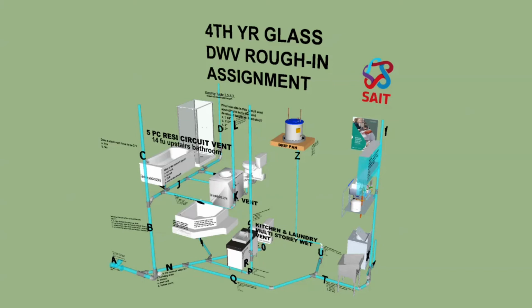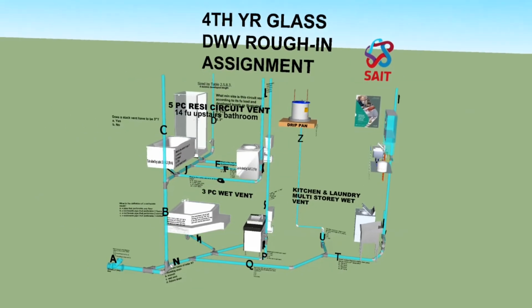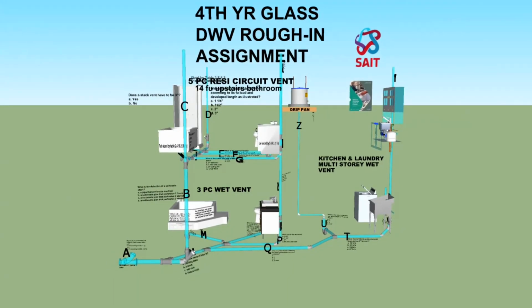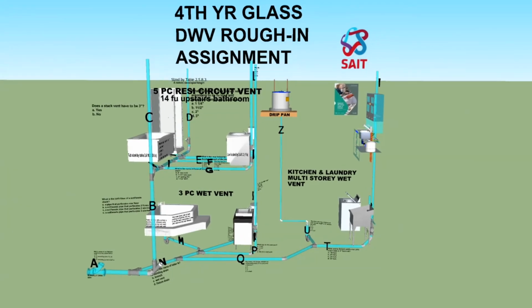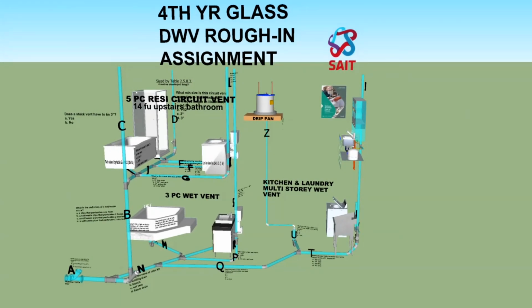You can refer to your D2L 4th year plumbing site to get the hard copy of this assignment. As for now, I hope you study your code book, because that's where you're going to find all your answers to this assignment. Remember, the key code clauses that you should look for to find the answers are circuit venting 2531 or table 2583, wet venting clauses 2521 or table 2581. These are the main clauses and tables to find the answers.